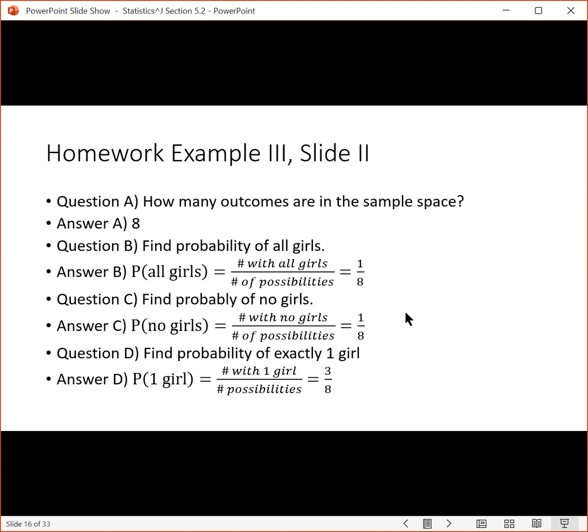And you can see on the next page, all that written out. How many outcomes? 8. Find the probability, all girls, the number of all girls over the number of possibilities. And again, I did the same thing with the probability. I think I cut and pasted, that's why. And then that's, again, 1 out of 8. And then there are 3 cases with 1 girl out of 8 total.